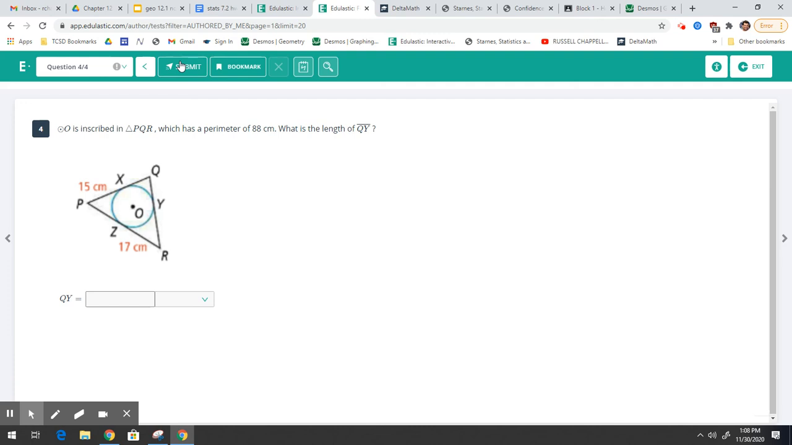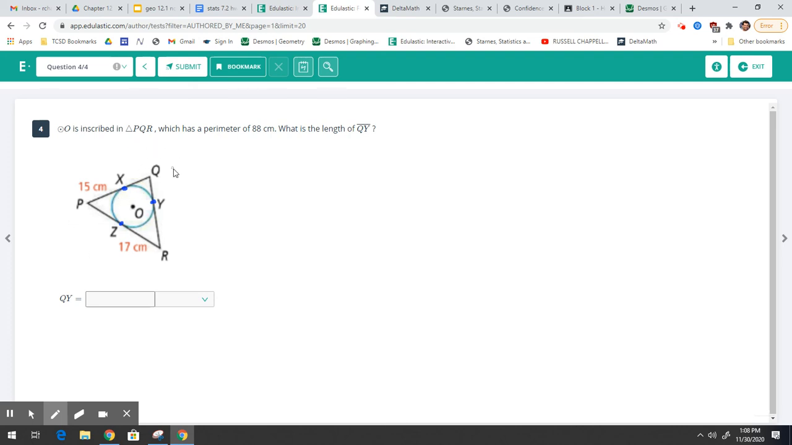Okay, so it says circle O is inscribed in triangle PQR. So what does that mean if it's inscribed? That means that it's going to be tangent to all three sides. So X is a point of tangency, Y is a point of tangency, Z is a point of tangency. So be aware of that.